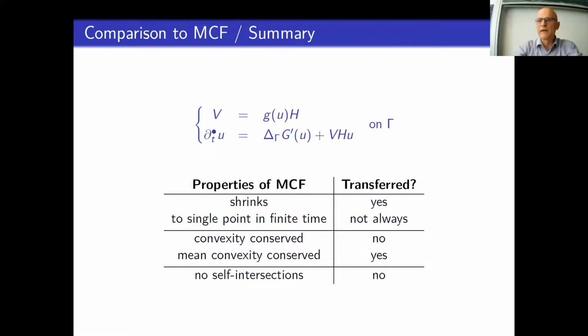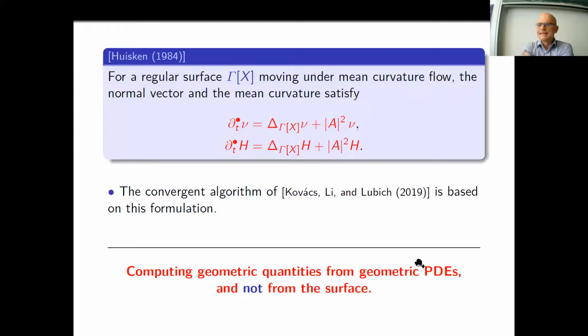You can have evolutions which exist for all time without seeing any singularities on the way. So very shortly, I would tell you something about our numerical approach, because I like this a lot. The ideas of this are due to Kovács, Lee, and Lubich. So what they did was the following.